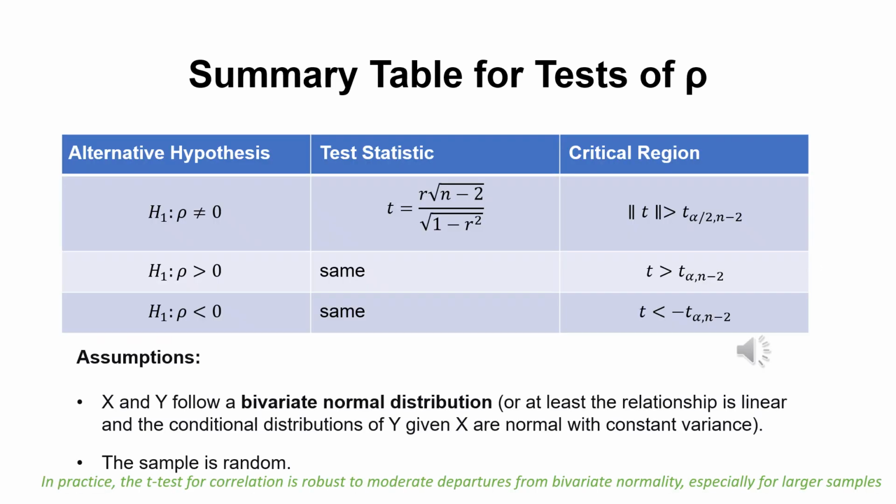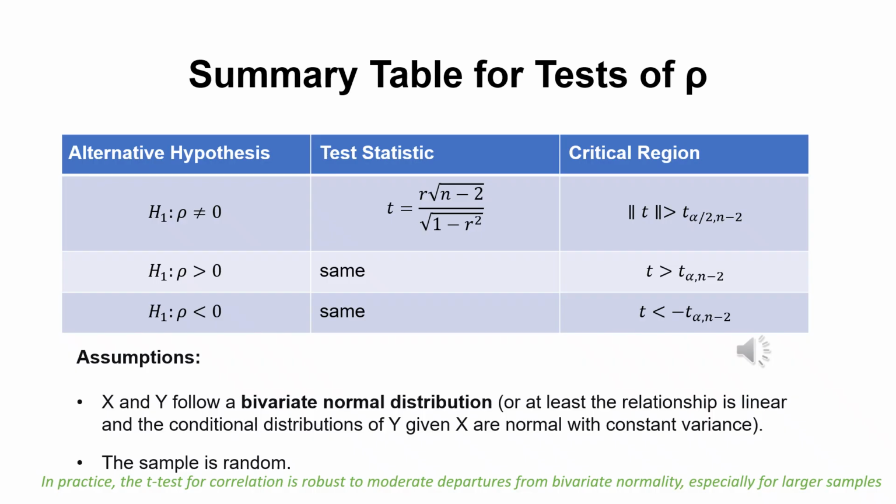Summary table for tests of ρ slide. This summary table shows hypothesis tests for the population correlation coefficient ρ. For all alternatives, two-sided, positive, or negative, the test statistic is t equals r times the square root of n minus 2, divided by the square root of 1 minus r squared. The critical region depends on the alternative.